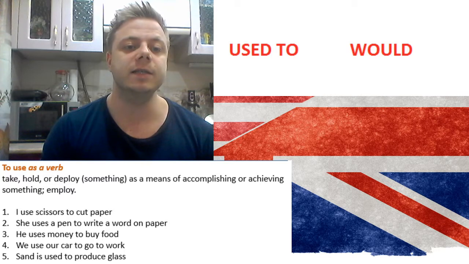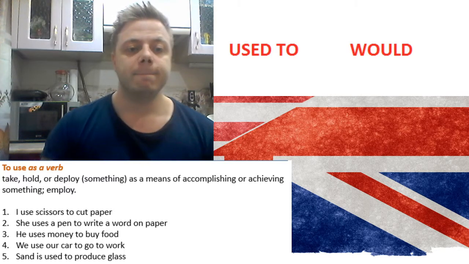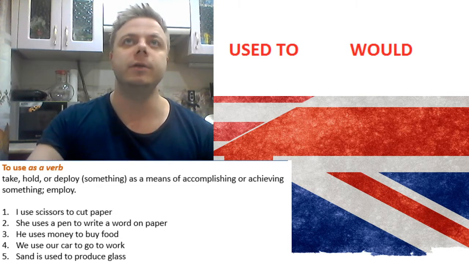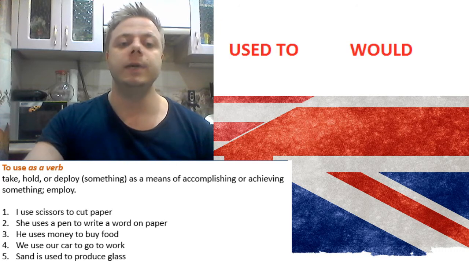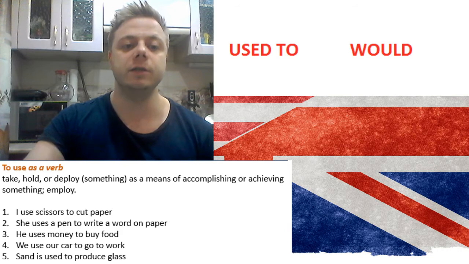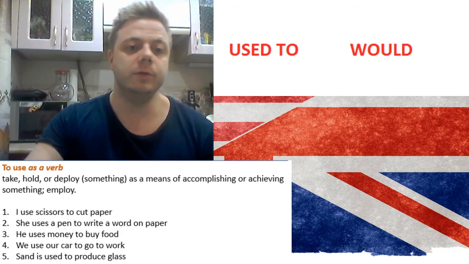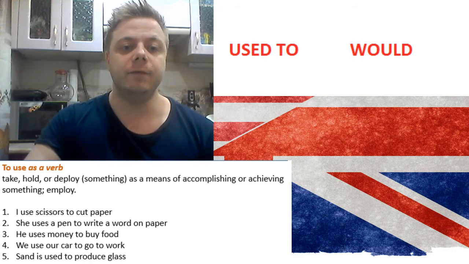So the last sentence is in the passive voice, right? So we can use it like this. For example, wood is used to make paper. So first, the word use is used as a verb.